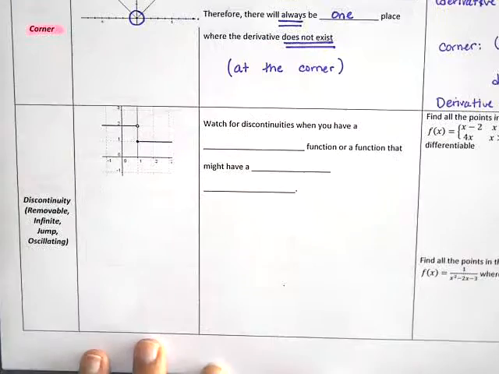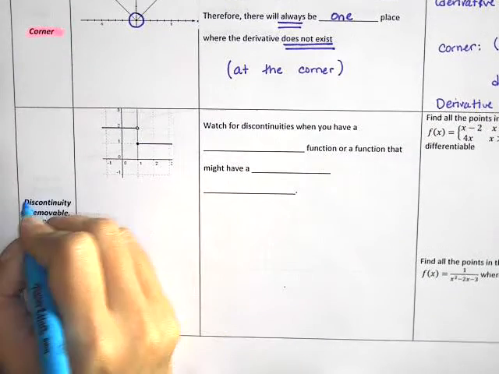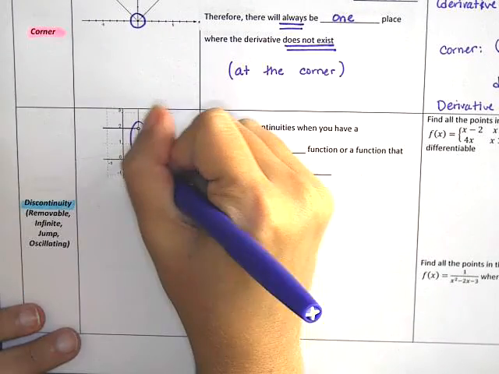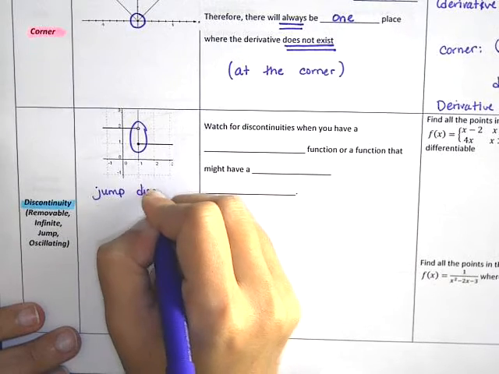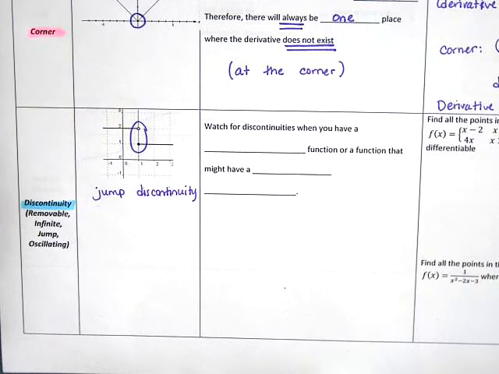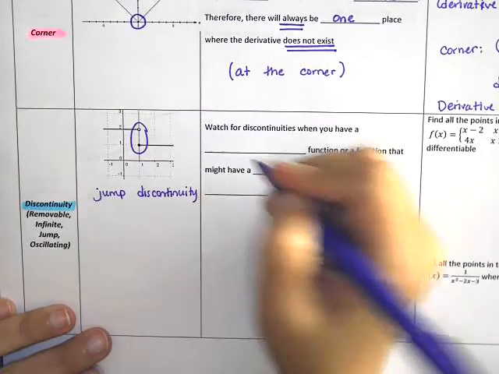The second type of situation where a derivative would not exist is at any kind of discontinuity. Now in the previous chapter we talked about that there are types here. There's removable, infinite, jump, and oscillating. In this particular picture, there's a jump discontinuity. But no matter what, if you're ever not continuous, you cannot have a derivative.